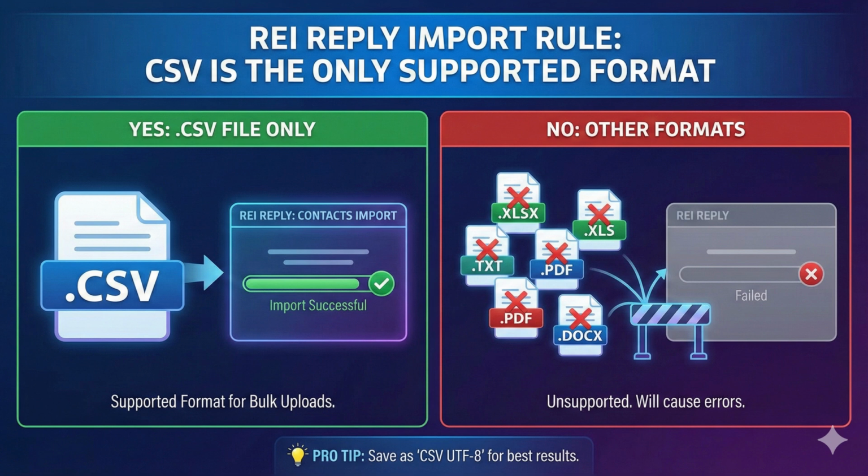Okay, first things first. Let's talk file format. Your contact list might be sitting in a beautiful Excel spreadsheet or a super organized Google Sheet, but here's the deal. REI Reply only speaks one language when it comes to imports, and that language is CSV. So, before you do anything else, you have got to save your file as a .csv. It's the essential first step.